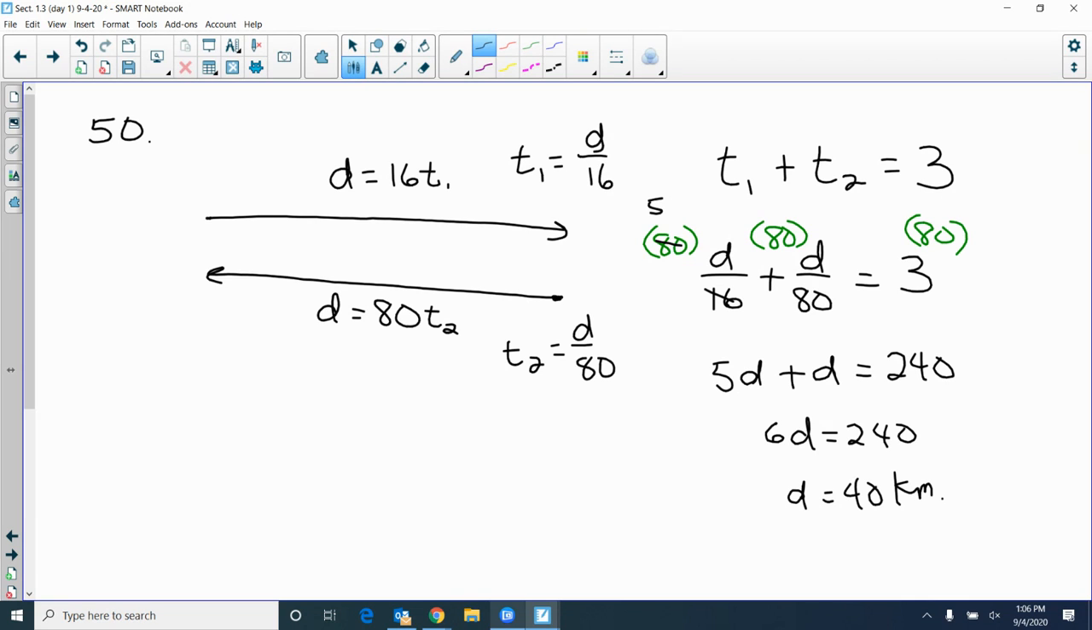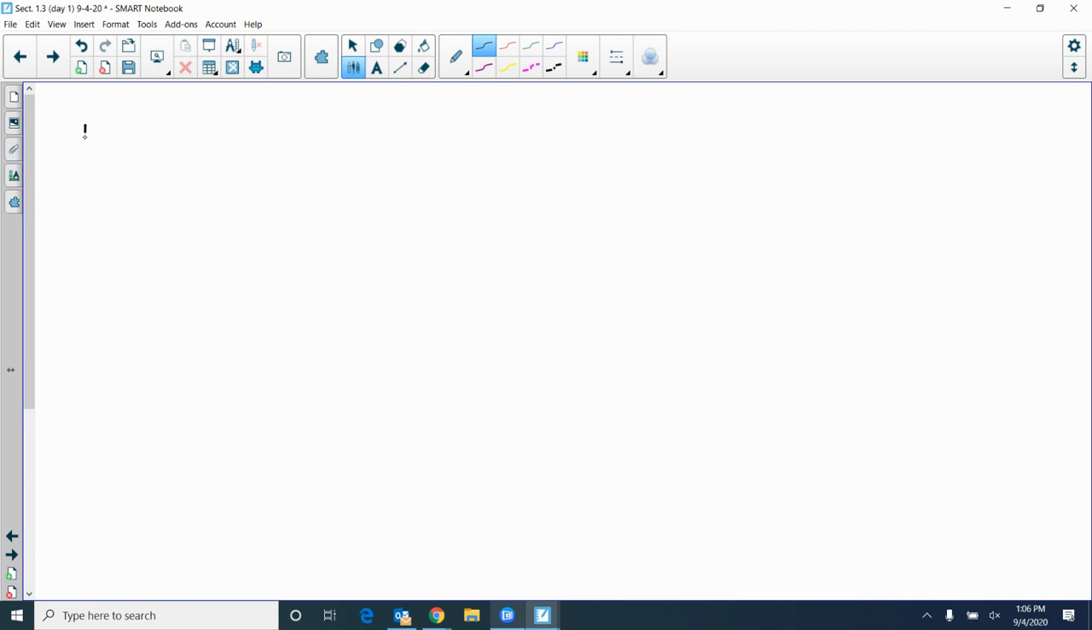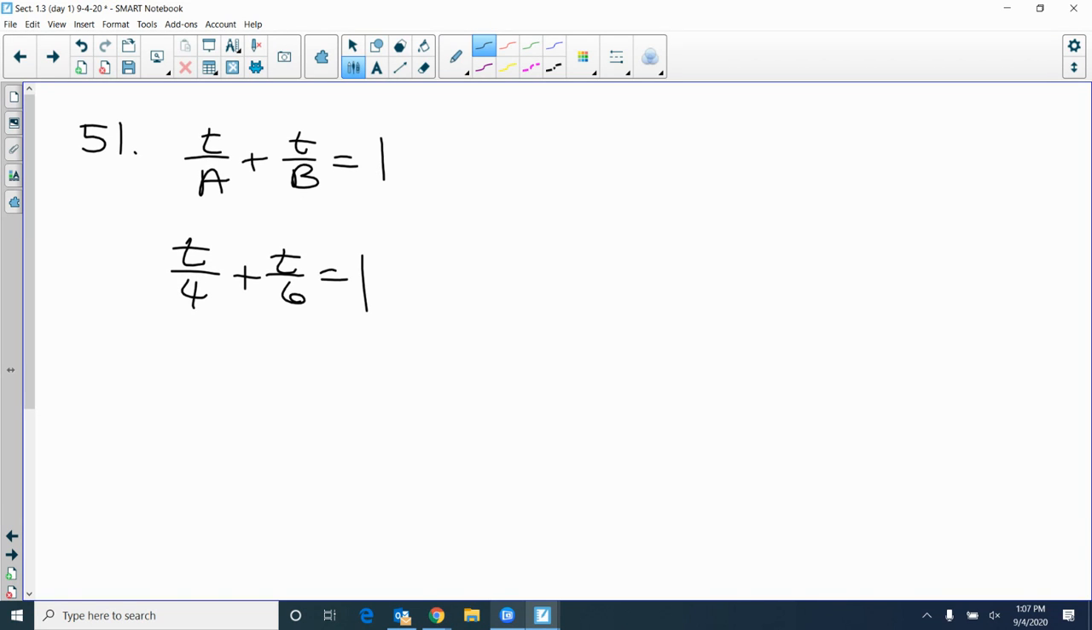51 and 55? All right. So for 51, what's happening on 51? So we're draining the pool maybe? One drain takes 4 hours, the other takes 6 hours. All right, this is a work rate problem. T over A plus T over B equals 1. So T over 4 plus T over 6 equals 1. You're going to solve that. Most of what I looked at were fine. You get 2.4 hours. Okay, if you got that, you're good.